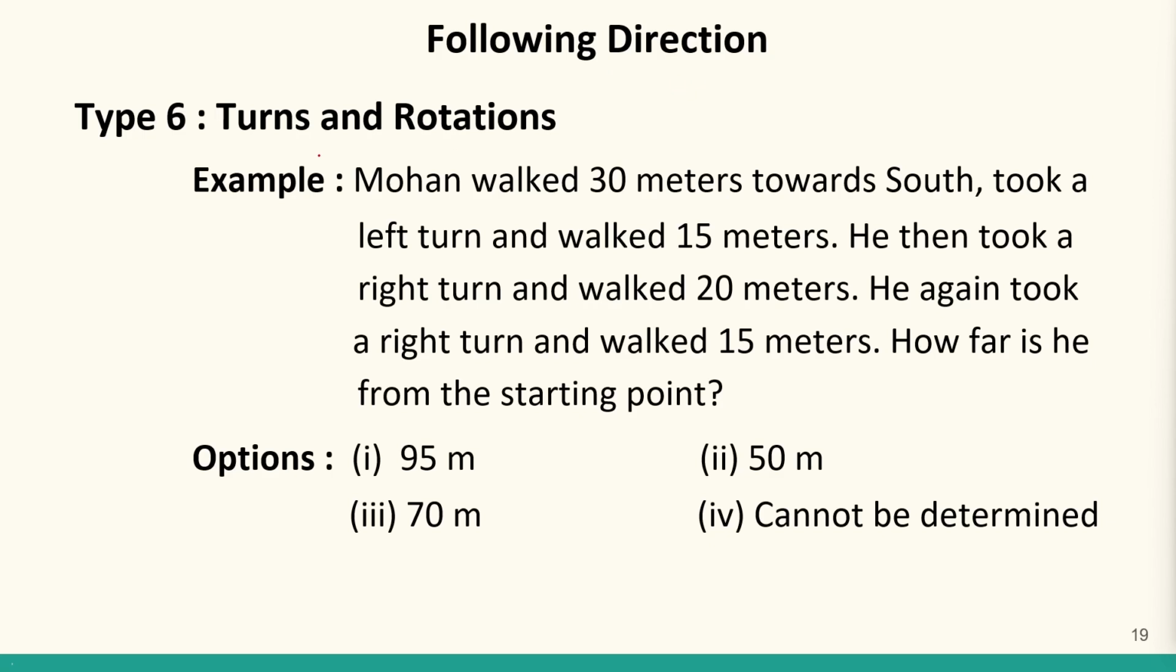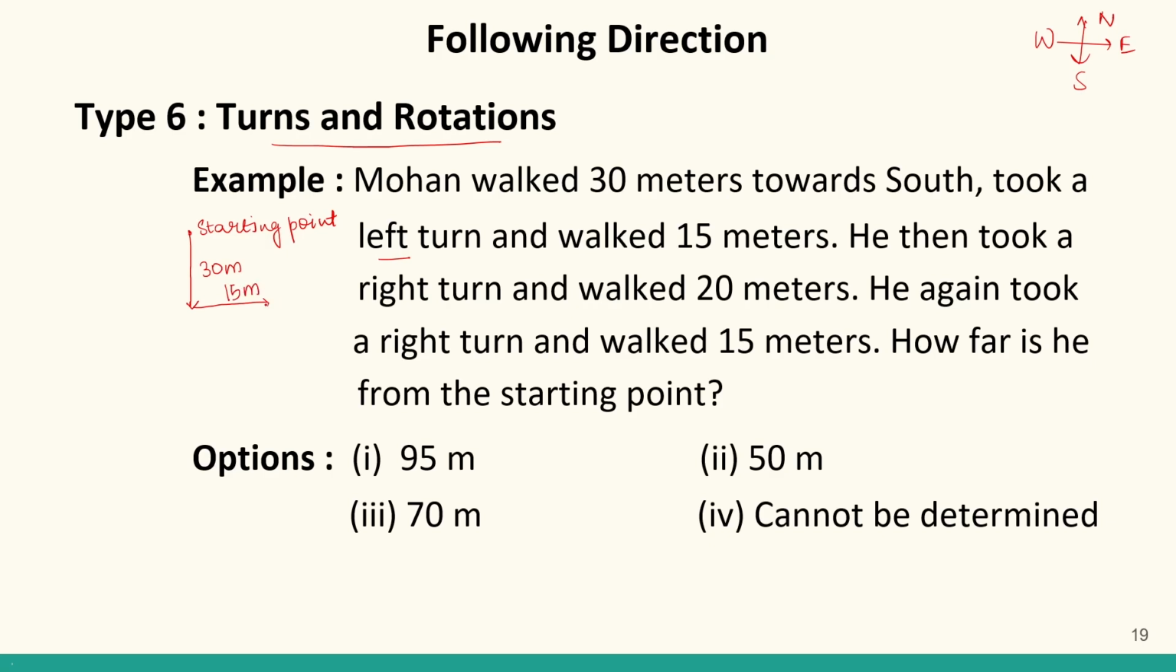Now let us look at this question, which is the last type for today, which deals with turns and rotations. Let me draw this for your reference: north, south, east, and west. Mohan walked 30 meters towards south. So this is the starting point, let's say. And he walks 30 meters towards south. So this direction. Then he took a left turn. So left from south will be this direction. And here he walked 15 meter.